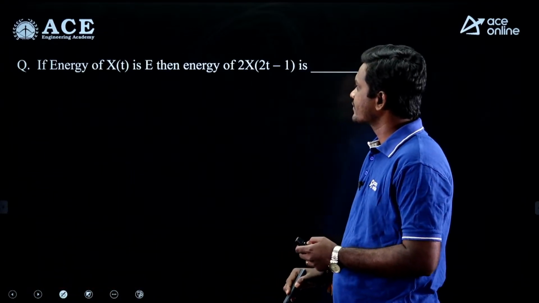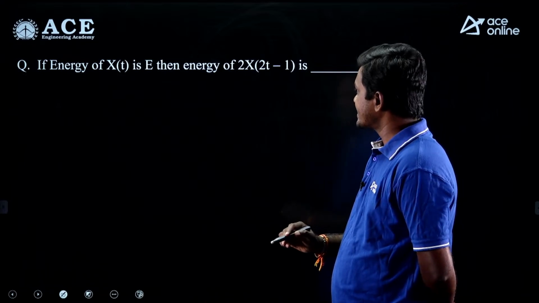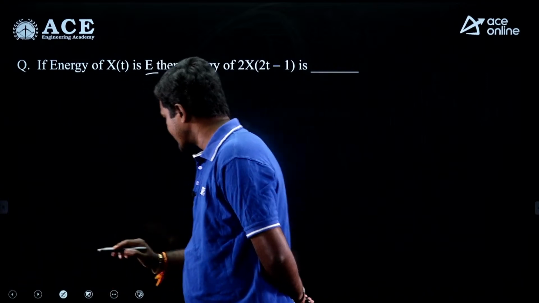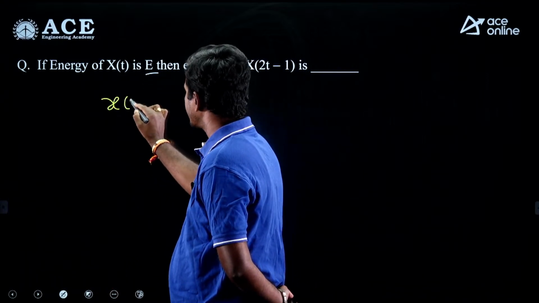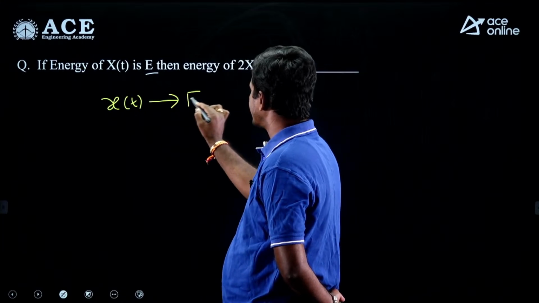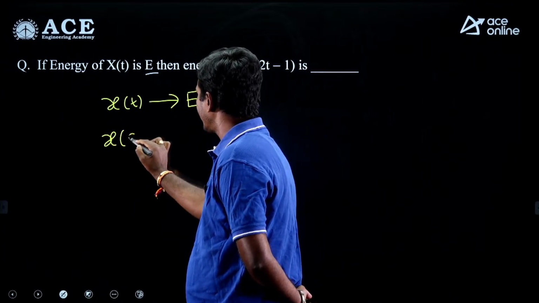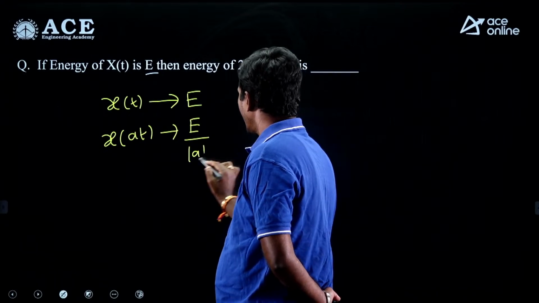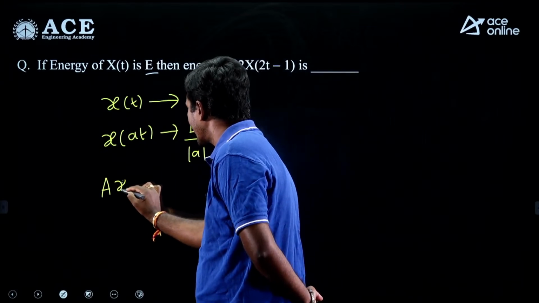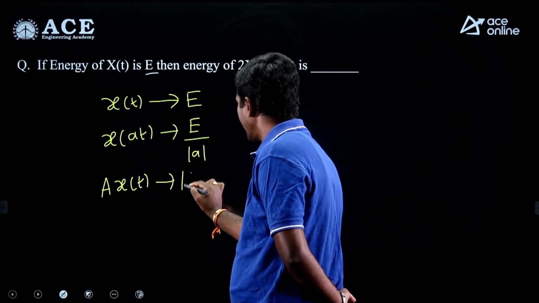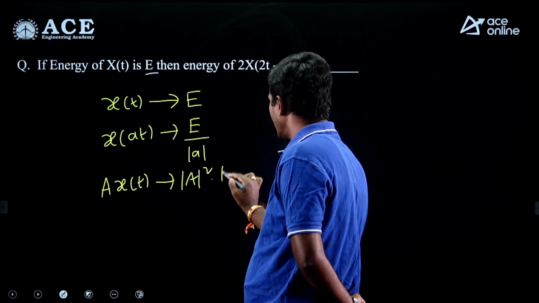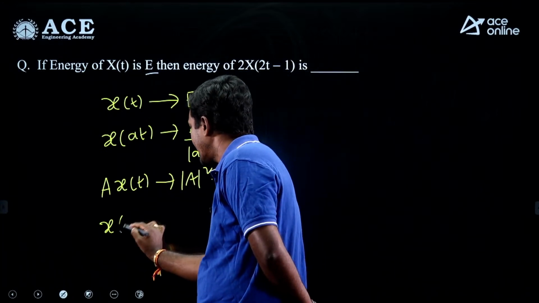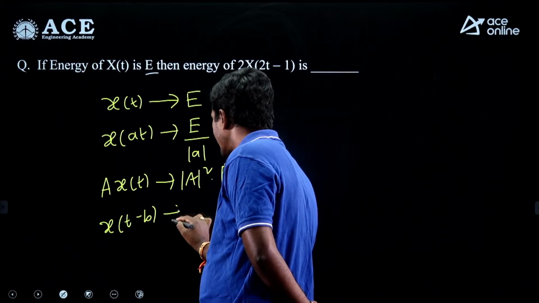Next question. If the energy of x of t is E, then what is the energy of 2 into x of 2t minus 1? See here, we know this simple logic: x of t energy is E. What is the energy of x of at? E divided by mod A. What is the energy of A into x of t? Mod A whole square into capital E. By using this logic, you can solve it. And x of t minus b energy is how much?